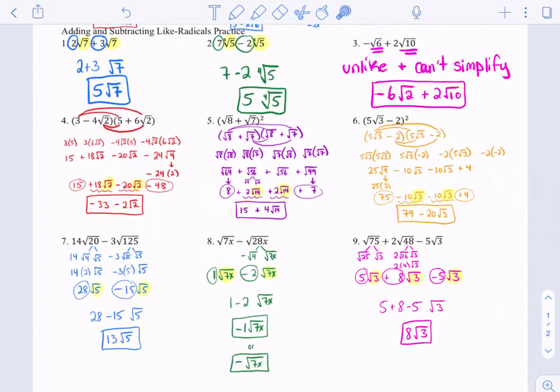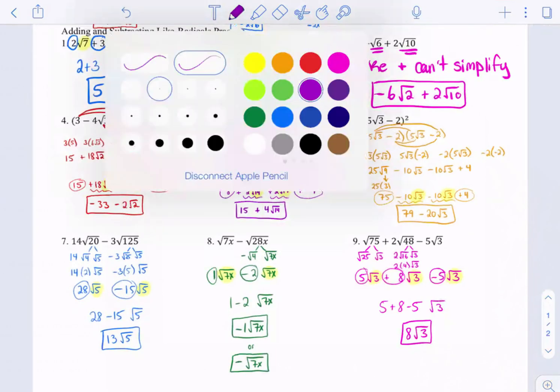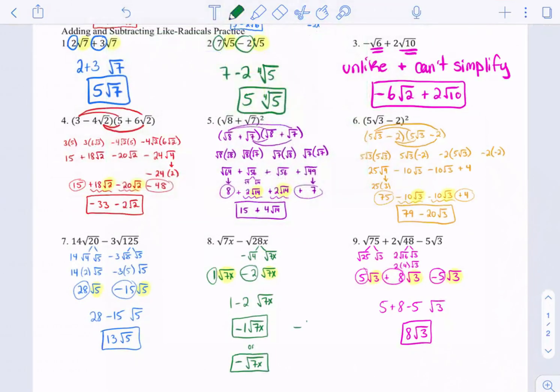I want you to keep in mind down here for number 8, there are 2 ways you could write the answer. You can write -1 times the square root of 7x, or you could just write negative square root of 7x. It's like the difference between writing either -1x or just writing -x. These are essentially the same.